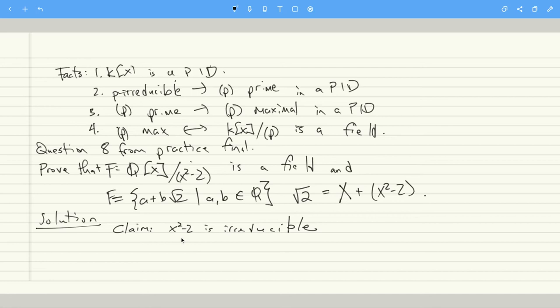This claim is essentially the fact that the square root of 2 is not rational, but let's go through all the details. First of all, we have a quadratic polynomial. If a quadratic polynomial is reducible, it means that it has a root. To prove our claim, we note that if x squared minus 2 is reducible, it factors as a linear times a linear, which implies it has a root.